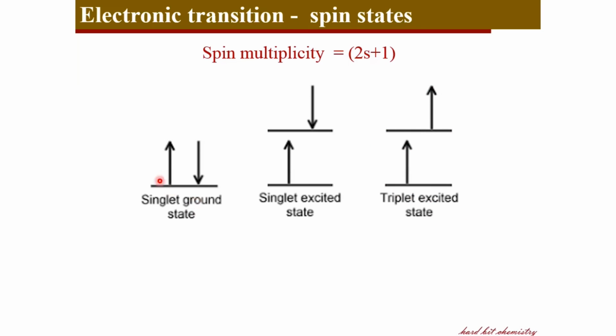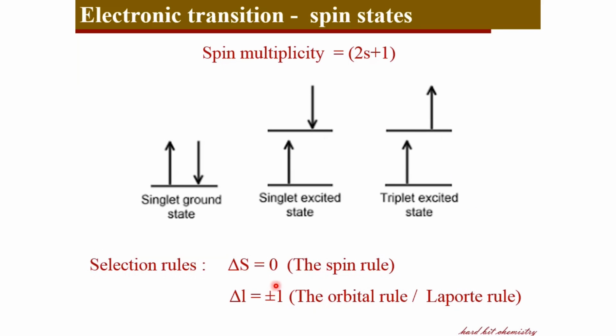In short, when the electron is excited from the ground state to a higher energy level, two possibilities are there, one preserving the spin state and the other not preserving the spin. And the selection rule says the spin multiplicity will not change during excitation. That means a singlet ground state will give only a singlet excited state, not a triplet excited state. So that is about the spin selection rule, that is, spin multiplicity should be preserved.